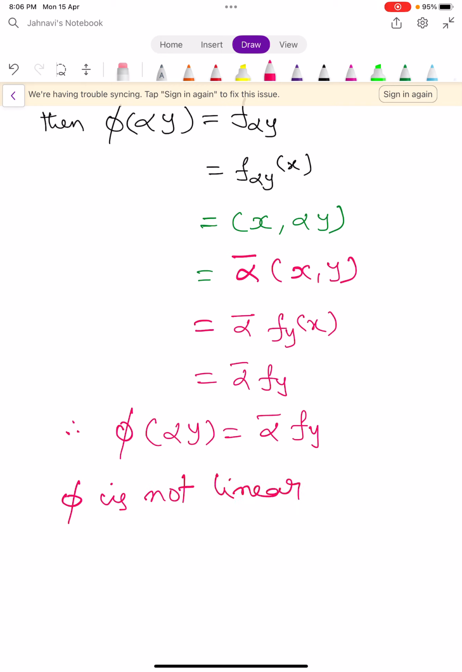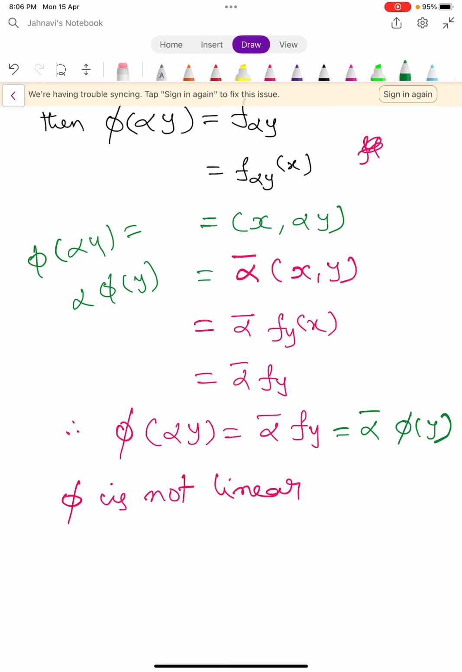Not linear. What does it mean? Linear means pi of alpha y is equal to alpha into pi of y. But here it is alpha bar into pi of y. If it satisfies this condition, then it is linear. But pi transforms alpha into alpha bar, the conjugate. That's why it is not linear.